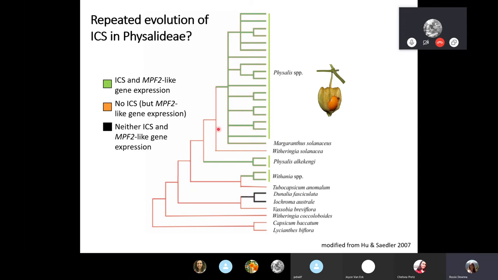And green indicates only the species that display this inflation in the calyx. So as you can see, it seems like all the different species included here, except these two, have this expression of the MPF2 gene in the calyx. For this reason, this author suggested that inflated calyx represents the ancestral state and probably has been lost several times. However, they only included 10% of the species of the tribe, and we needed more sampling and more information to know if this was the situation for this trait.